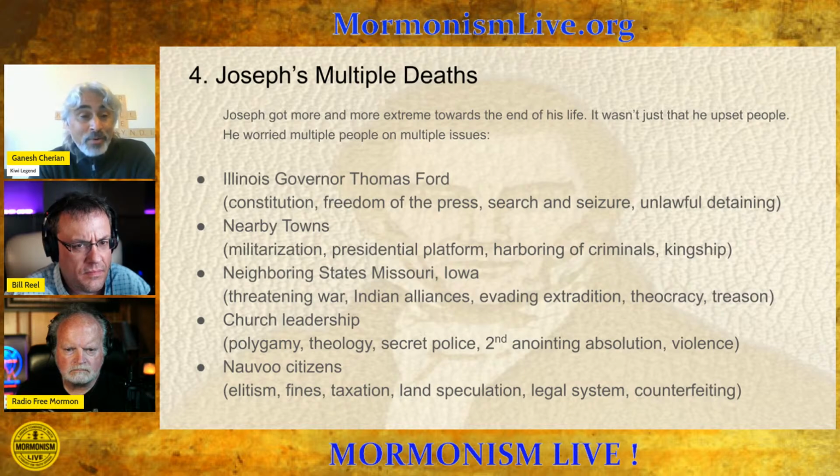His impending theocracy and his general treason against the United States were all massive deals to neighboring states. Church leadership, even, people like William Law, William Marks, Sidney Rigdon, there were lots of issues with, and many on the High Council. Polygamy was obviously something that they were concerned about.